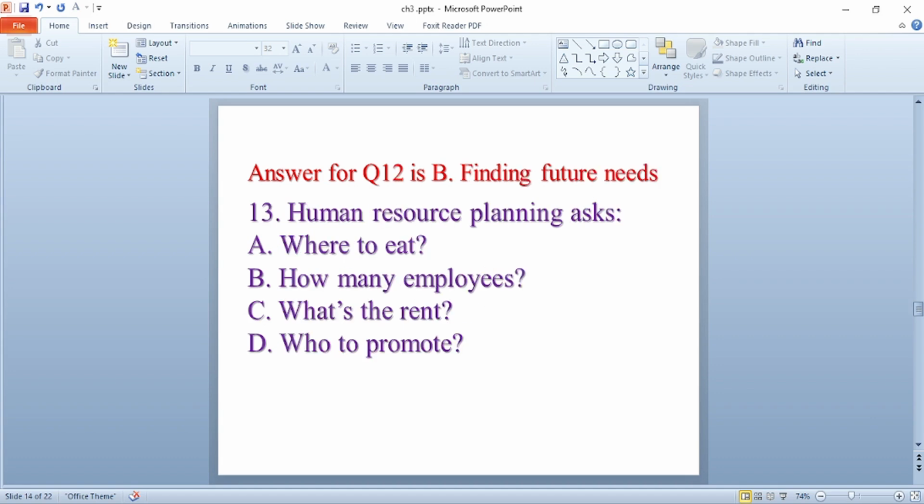Question number 13. Human resource planning asks dash. A. Where to eat. B. How many employees? C. What is the rent? D. Who to promote? Answer for this question is B. How many employees?